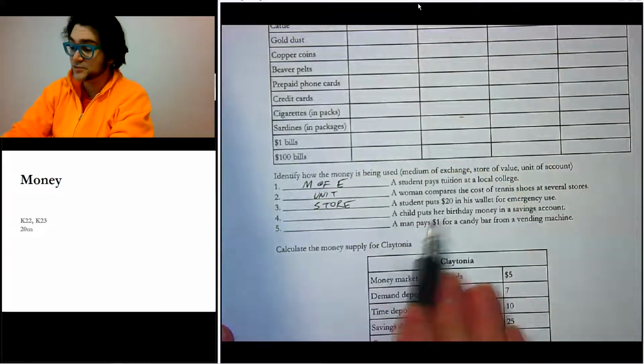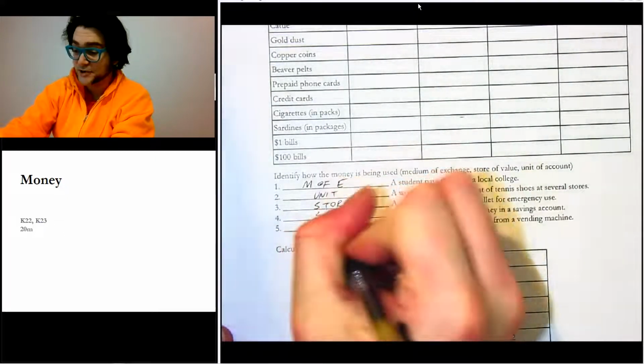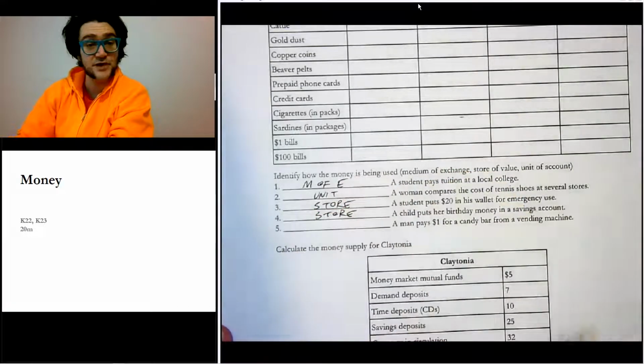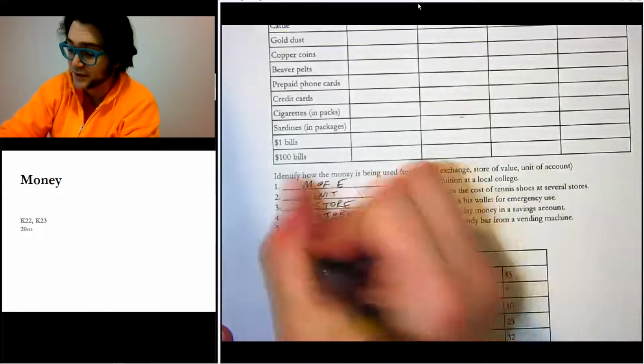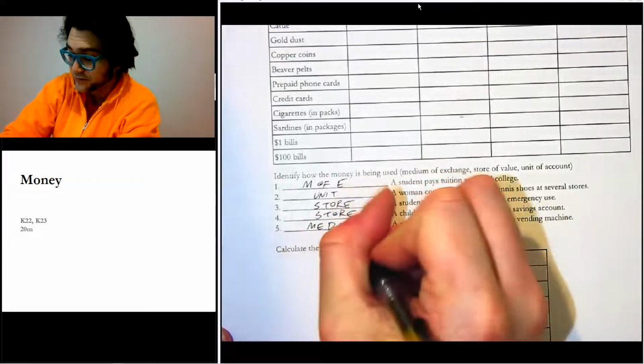The fourth one, a child puts her birthday money in a savings account. It's the same idea, right? The money is storing its value. And the fifth one, a man pays $1 for a candy bar from the vending machine. Again, the transaction value of money. So it's a medium of exchange.